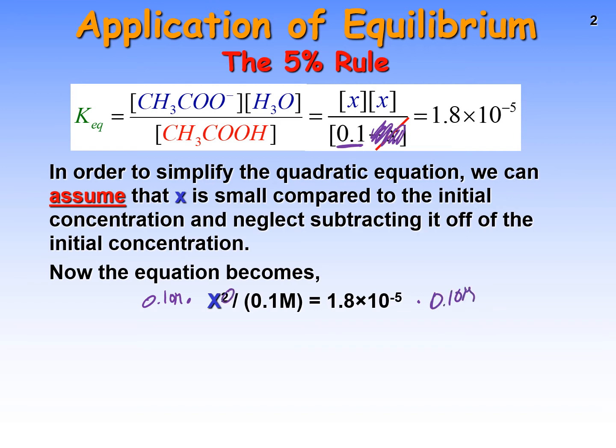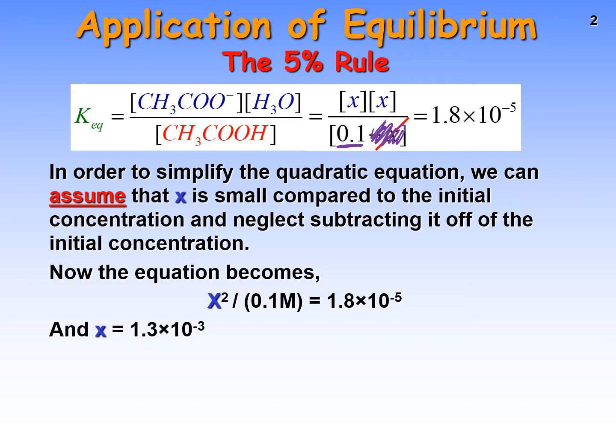And then to get rid of the squared, we square root both sides. And that's it. That's all we need to do here to solve this problem. So as you can see, it's much, much simpler to use the 5% rule. We can solve, and we get x is 1.3 times 10 to the negative 3.